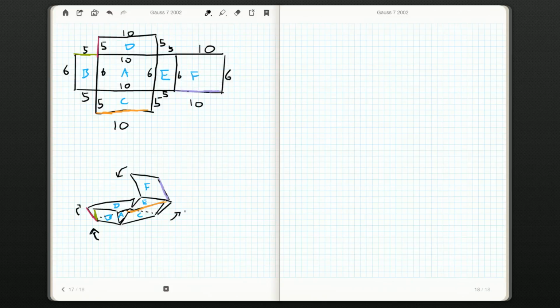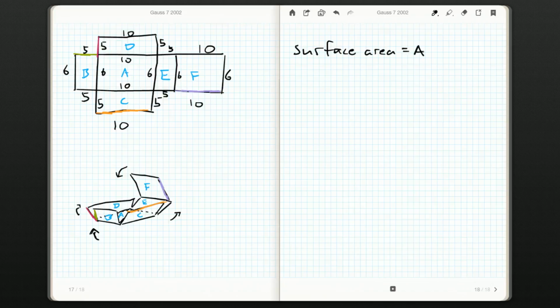So, drawing ourselves a little picture of the net coming together really tells us that we can compare these lengths, and in fact, many of them are equal. So, we're asked for surface area. Well, that's just going to be the area of A plus the area of B plus the area of C plus the area of D plus the area of E plus the area of F. And now that I have all their dimensions as rectangles, I can figure out their individual areas, add them all up, get the surface area.